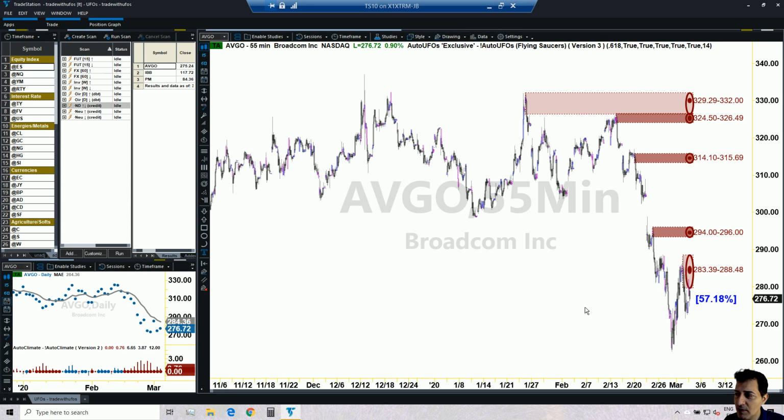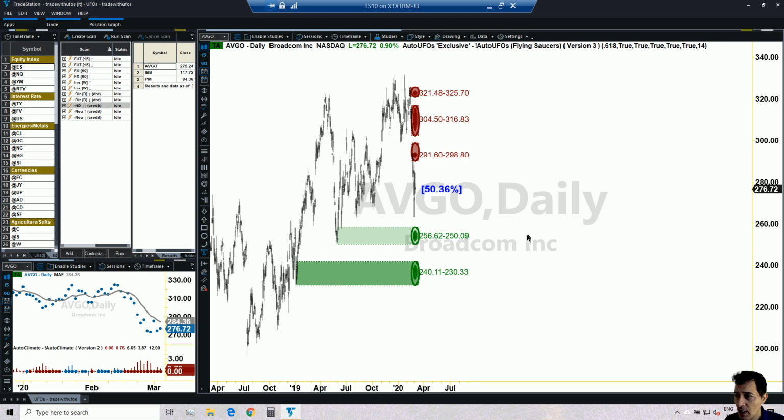So we do have something to work with. The only problem is that for me to do a non-directional trade on a stock, I need green UFOs and red UFOs. And as we speak, where the price is right here, I don't have green UFOs. To find green UFOs, I may need to go back in time all the way to May or something like that. Yeah, May 19, something like that.